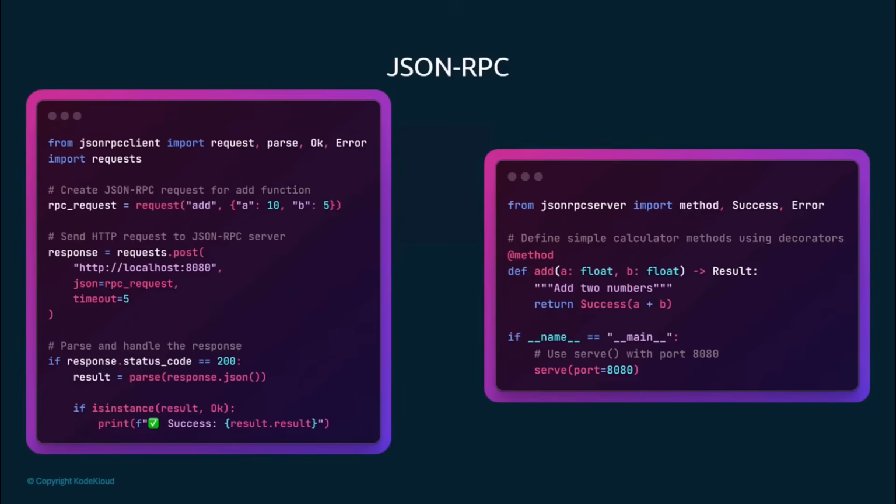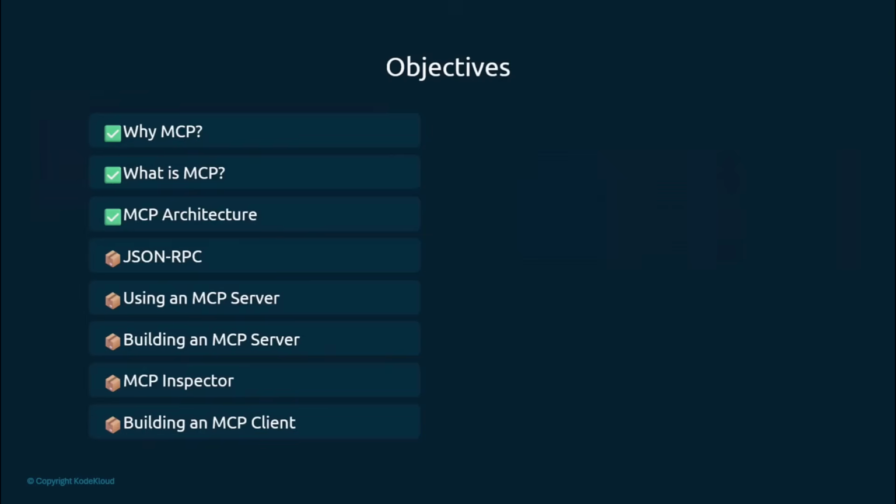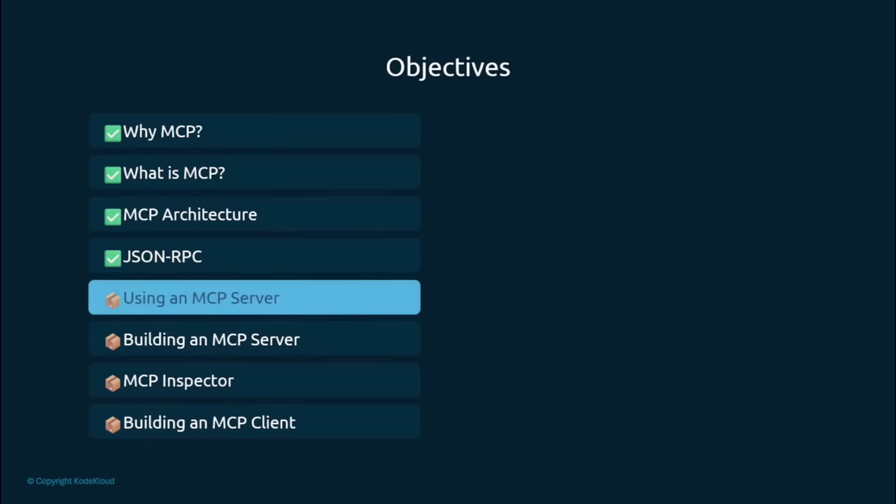Now here's an example of an implementation of JSON-RPC in Python with the client and server. The server uses the JSON-RPC SDK for Python to define a simple add method, and the client uses the JSON-RPC client SDK to send a request to the server and receive a response. And this example uses an HTTP transport. Next, we'll see how to use an existing MCP server.